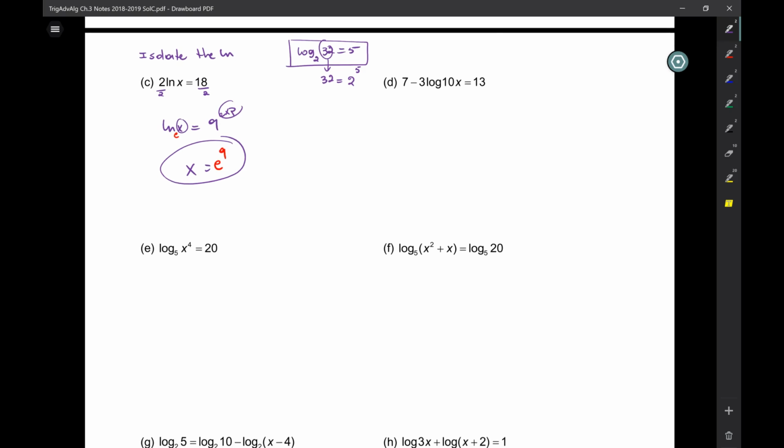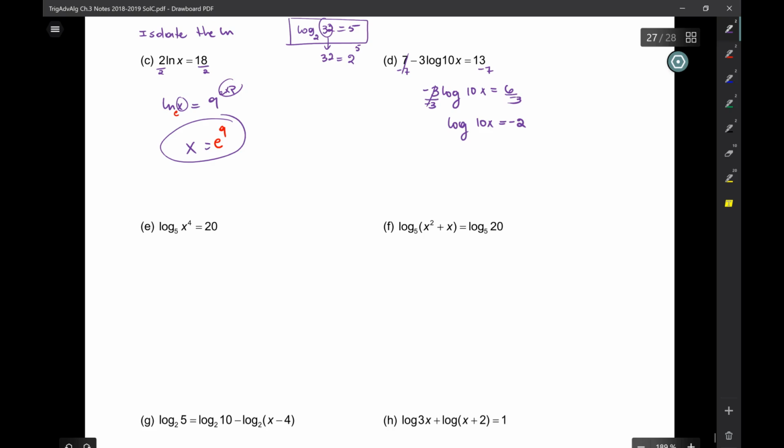Here, let's do the same thing. Let's isolate the log first. So minus 7 on both sides. That gives me negative 3 log 10x equal to 6. Now what? You could still isolate it. You could still divide by negative 3. Log 10x equals negative 2.